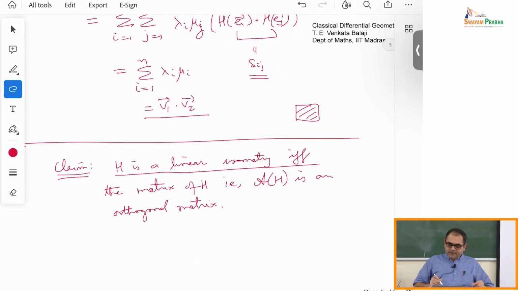Okay, so let us come to this claim. You take the linear isometry. What is the speciality of the matrix that represents it? It has to be an orthogonal matrix.